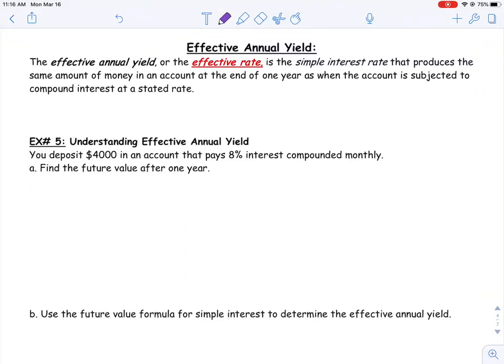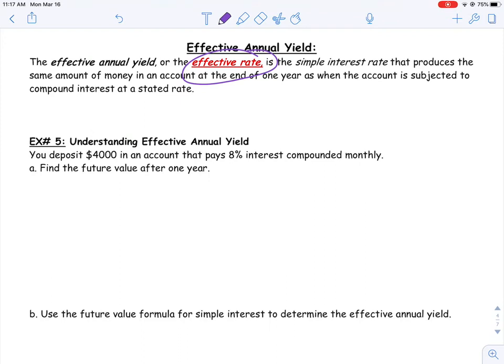All right, this is part 3 of 8.3. So this is our last video to finish off section 8.3. In this section, we're going to talk about effective annual yield. So the effective annual yield, or the effective rate, is the simple interest rate that would produce the same amount of money in an account at the end of 1 year as if that account was subject to compound interest.